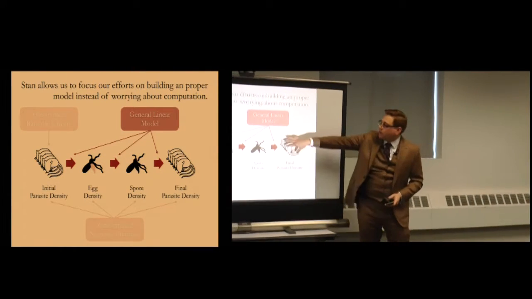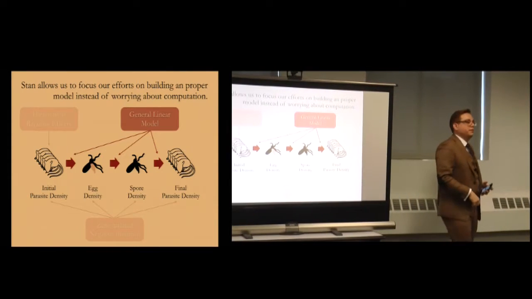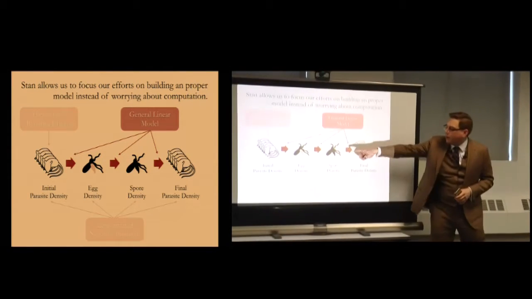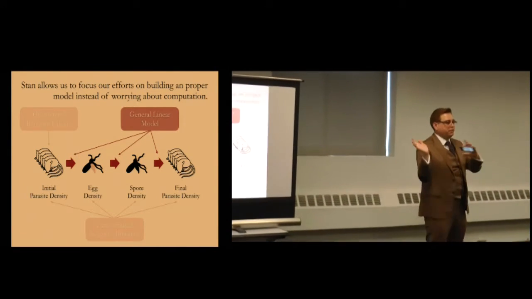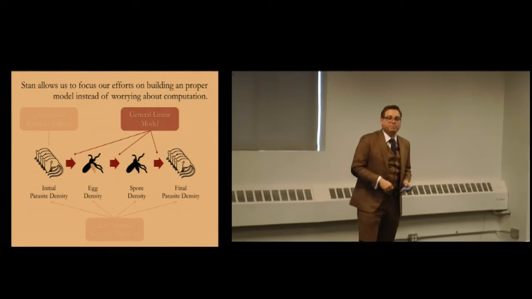And then the actual transmissions we approximated with the general linear model. So we have this really nasty convolution process between these distributions, and we just linearize the negative binomial parameters and just map them forward in a straightforward fashion.